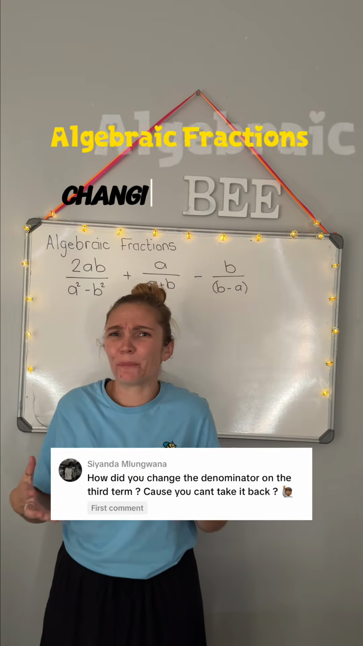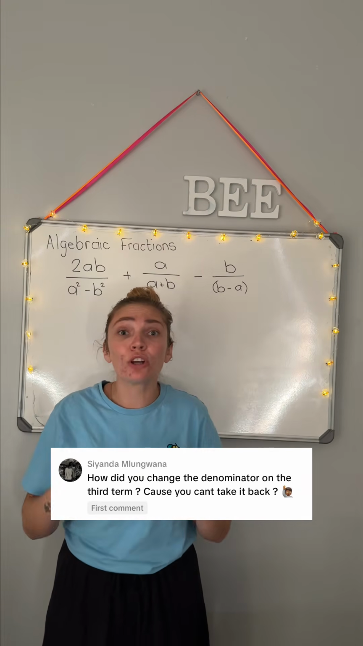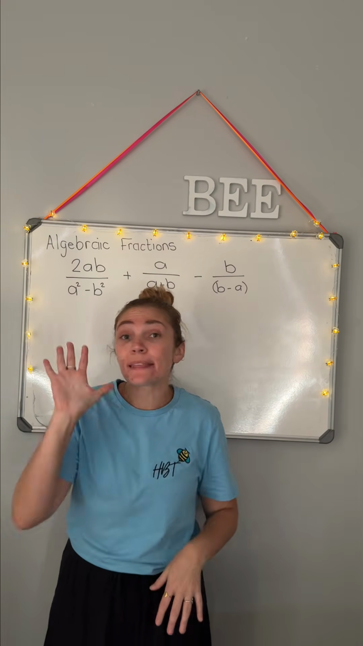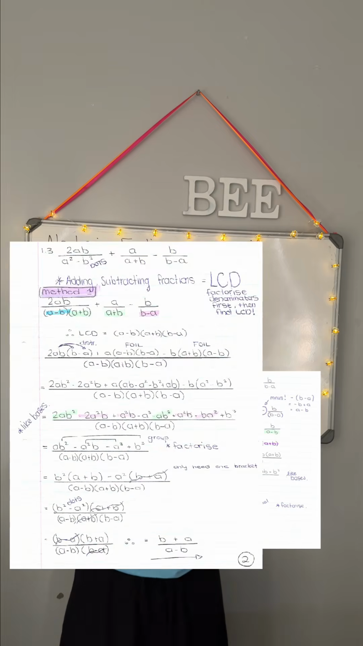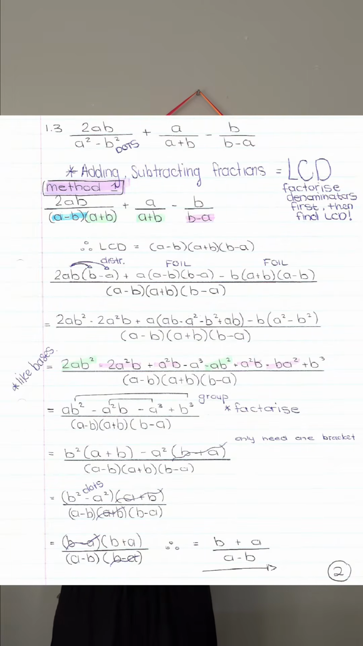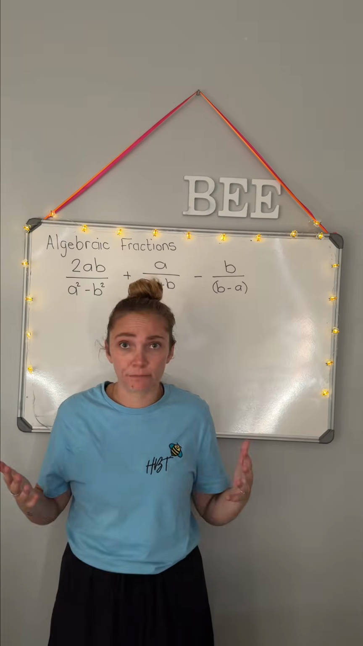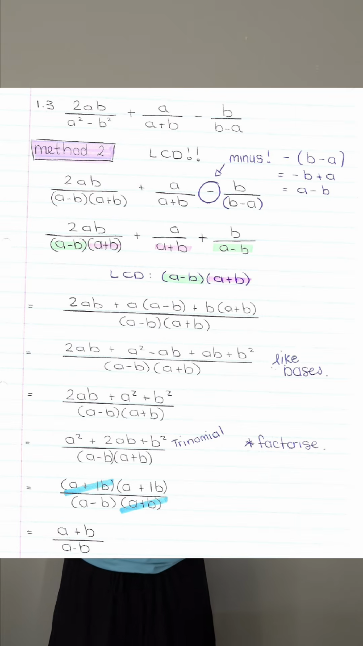How do you change the denominator on that third term? Let's look at why we do this. There's method 1 and there's method 2. Method 1, we don't change the sign. We just follow the general rules to simplifying an algebraic fraction. Method 2 uses a mathematical trick, which just makes our expression easier to work with.